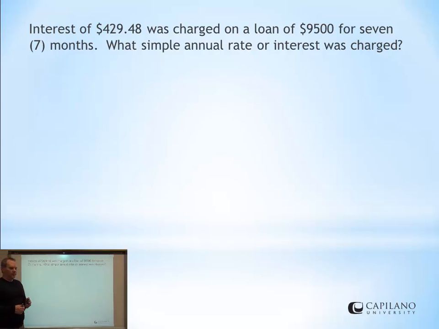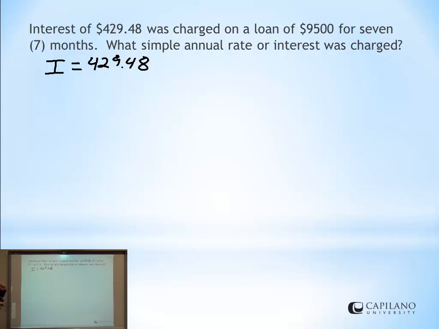A second question. Interest of $429.48 was charged on a loan of $9,500 over 7 months. What simple annual rate of interest was charged? Well, let's do that formula again. First, we'll extract the data. This is an interest amount: $429.48.